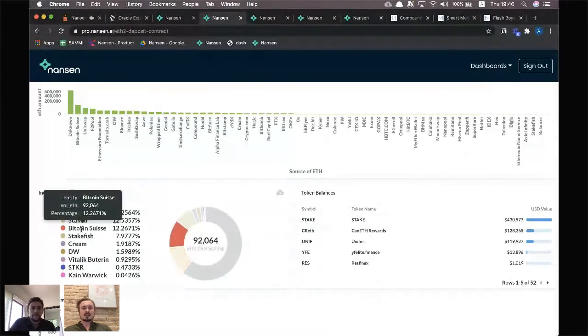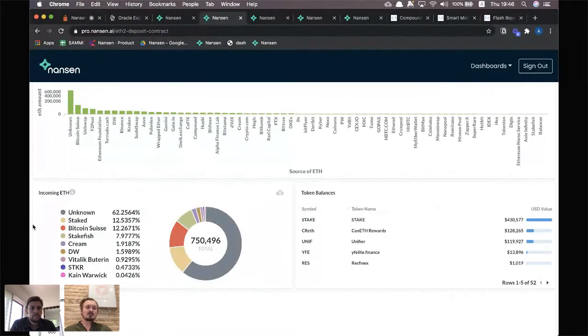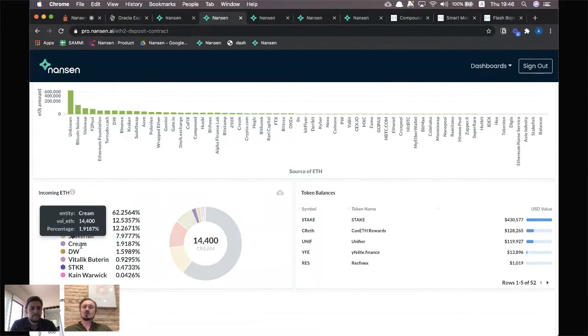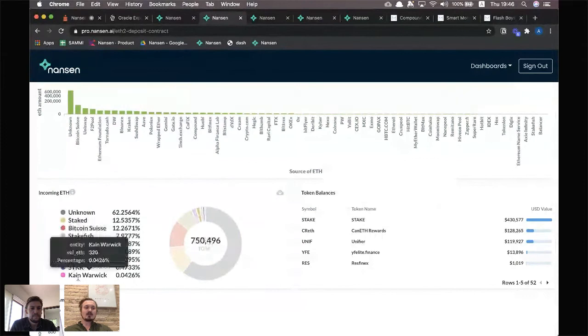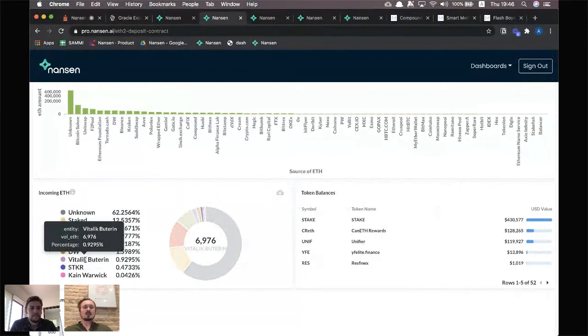Bitcoin Swiss is another one that was very early to start depositing on behalf of their clients into the contract. And they did some press releases that actually helped us identify their addresses, which was useful. Then Stakefish is another staking pool. Cream is another one. And then you've got even some individuals that we know, because their addresses have been communicated publicly as belonging to them.